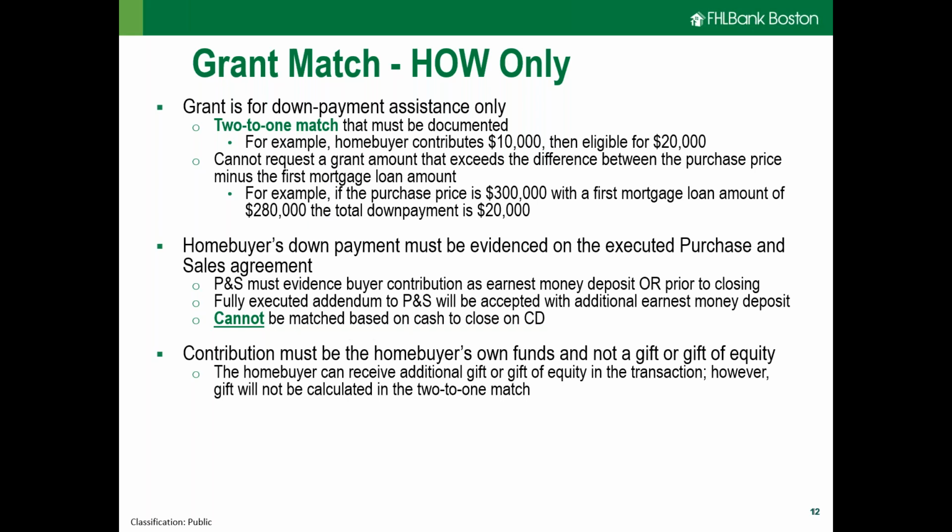If a home buyer contributes $10,000 of their own monies, so that's also something that's important to note, it cannot be a gift, and we don't have any stipulations if they receive additional gifts. It just cannot be factored into the HOW 2-to-1 match. So if it's their own money of $10,000 prior to closing, then they are eligible for a $20,000 HOW grant. So that's something to really be important when you are communicating this to your buyer.